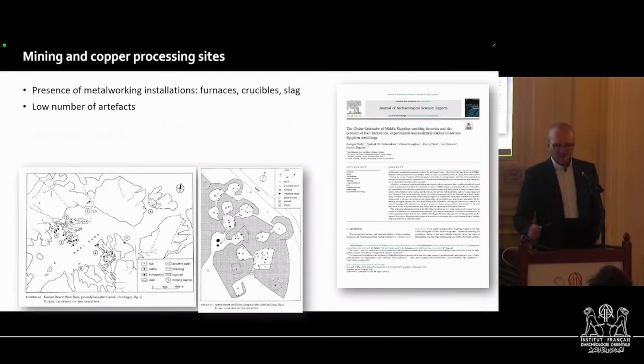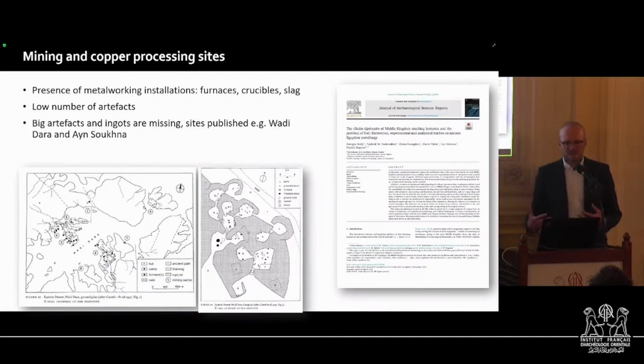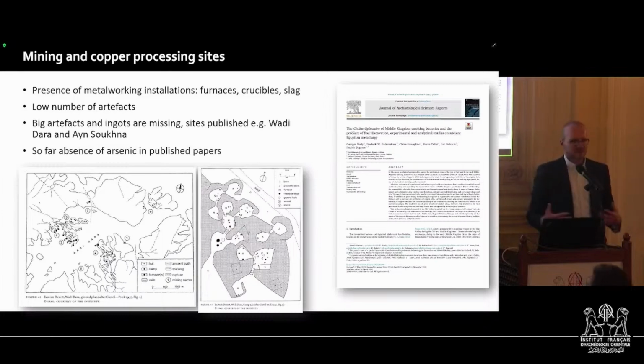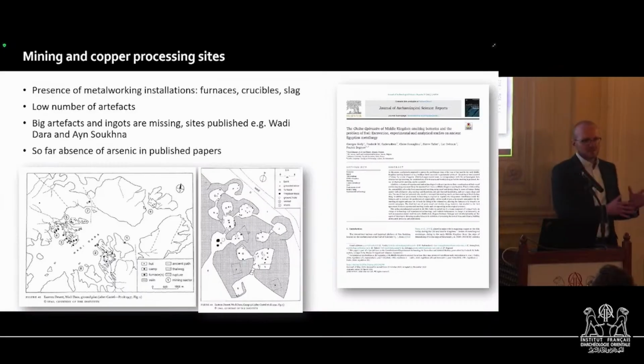Big artifacts and ingots are mostly missing. Sites published only as preliminary reports are, for example, Wadi Dara or Ain Sokhna. And so far, there is absence of arsenic in published papers, although our French and Belgian colleagues presented recently a paper that they have some little arsenic processing at Ain Sokhna, some of it dated to the Old Kingdom, some to the Middle Kingdom, but we cannot work with data until it's published.